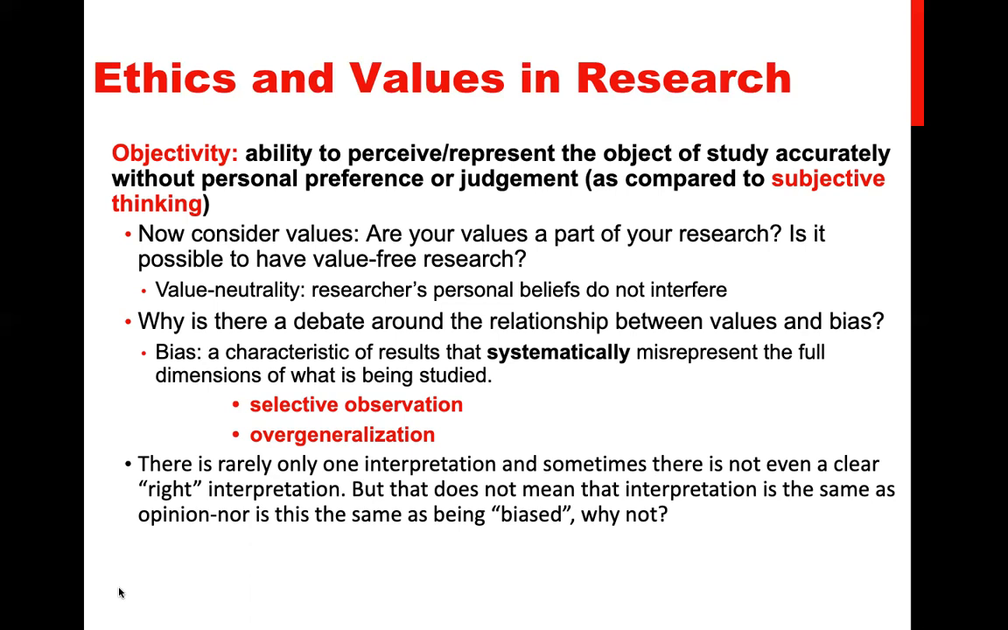Another form of systematic bias that can exist in methods is overgeneralization, right? When you, in your analysis and then in your dissemination, overstate the extent to which a phenomenon exists, and you purposefully do that, right?